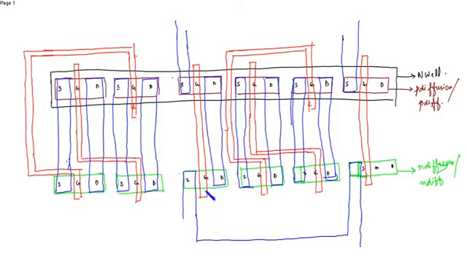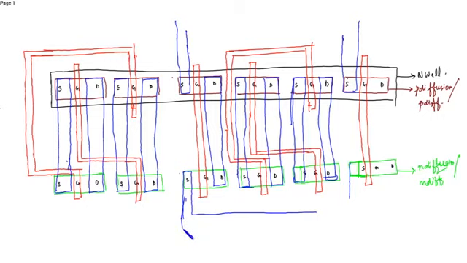We can do one thing. We can erase this and place it, draw it over here. This is ground and this is VDD.